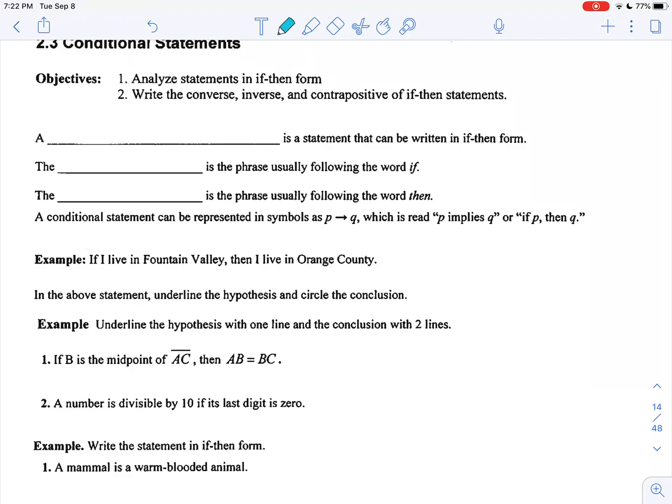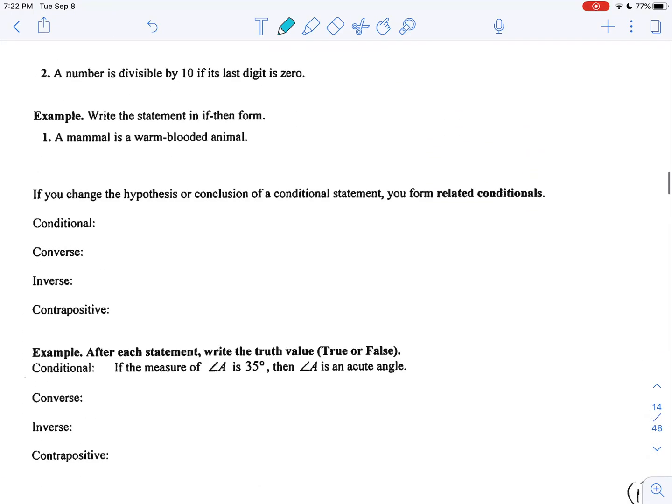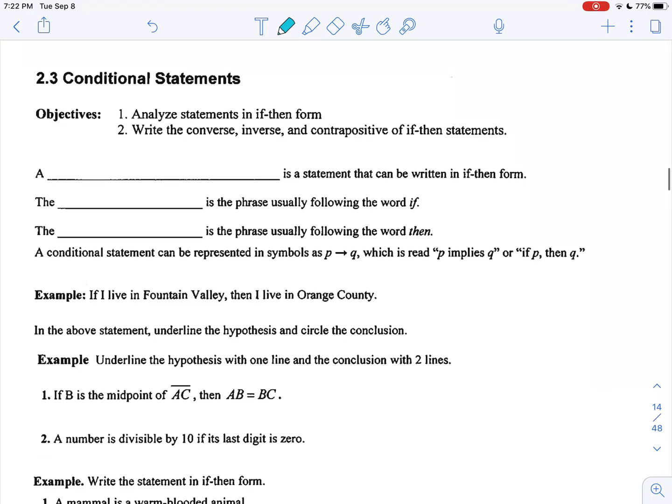Our notes on conditional statements will begin on page 14, and conditional statements are if-then statements. So a conditional statement is one that can be written in the if-then form. When you're looking at the if-then form, the hypothesis is the part that follows the if, and the conclusion is the part that follows the then.